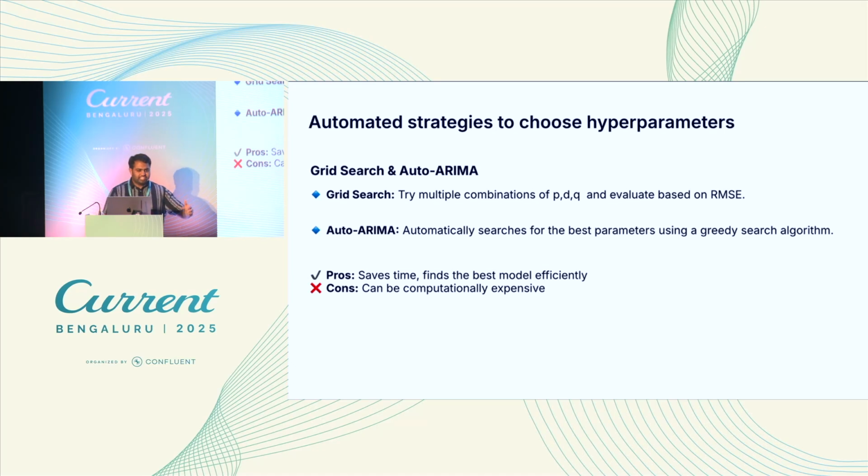Instead of manually picking these ARIMA parameters, we can automate the process using grid search and auto ARIMA. Grid search or auto ARIMA works by trying different P, D, and Q values, training a model for each combination, and selecting the one that performs best. Here's how it works. We start by defining a range for these PDQ values between 0 and 5. The algorithm tests all possible combinations, so 0,0,0, 0,0,1, and so on, and we minimize the loss using root mean square error or some other metric of your choice. The model with the lowest RMSE is chosen. It's a greedy search.